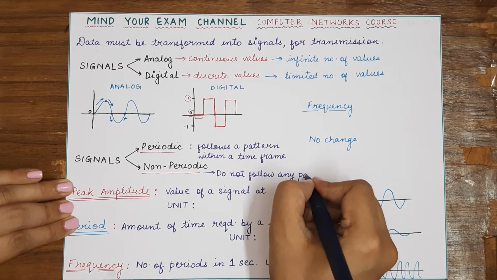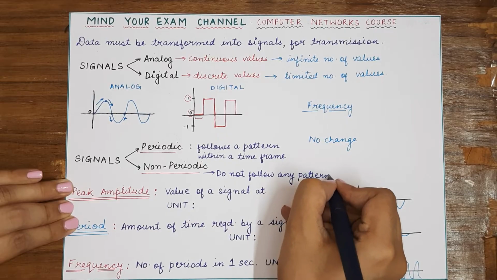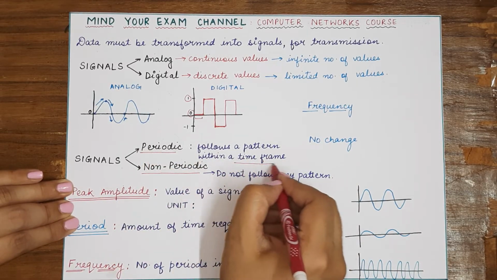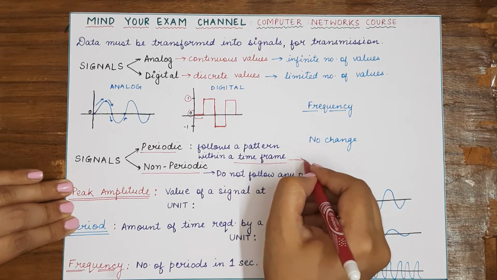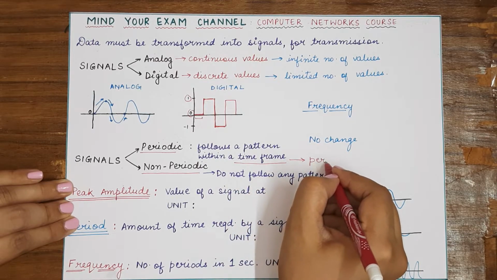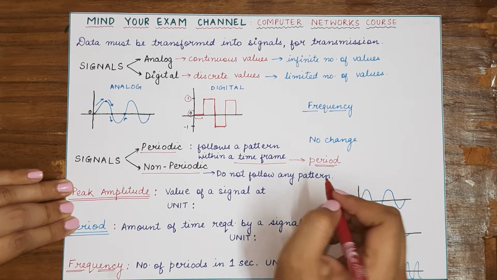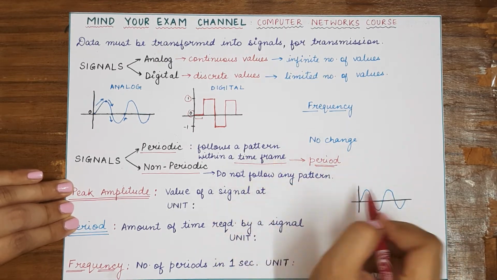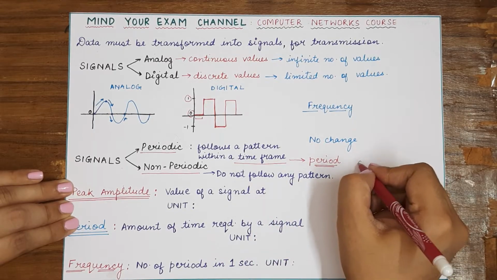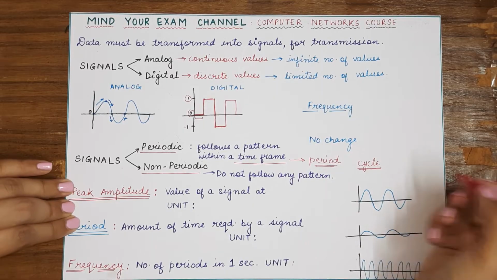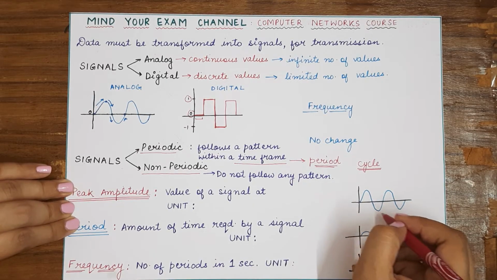The time range in which a periodic signal completes one pattern is known as a period. That is why it is known as a periodic signal. The completion of one complete pattern is known as a cycle. I'll just explain this to you using a diagram. Say this is an analog signal.